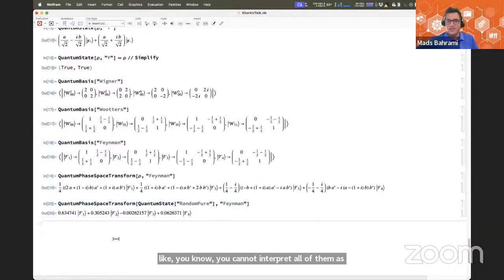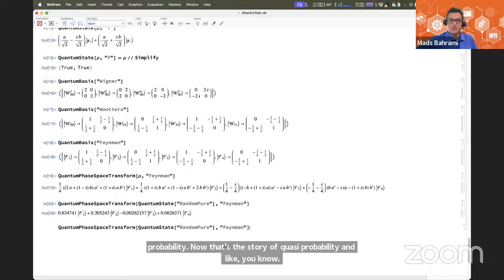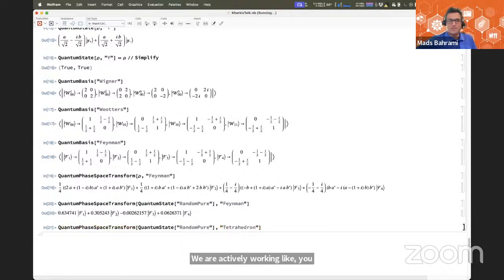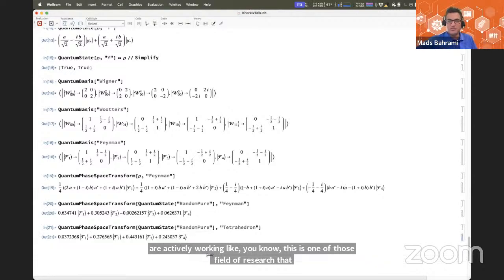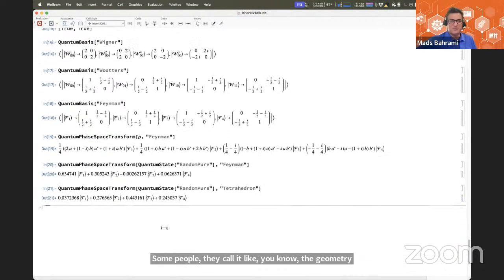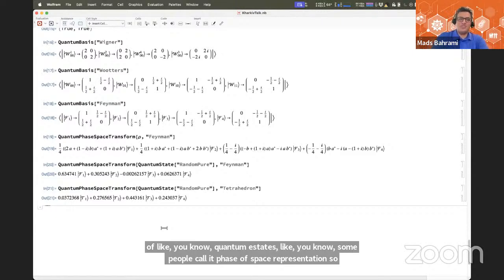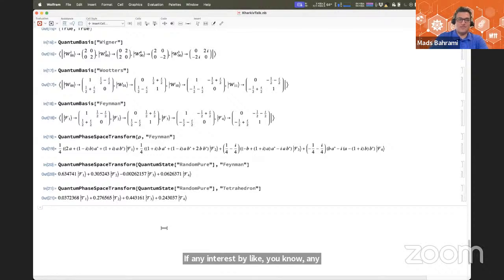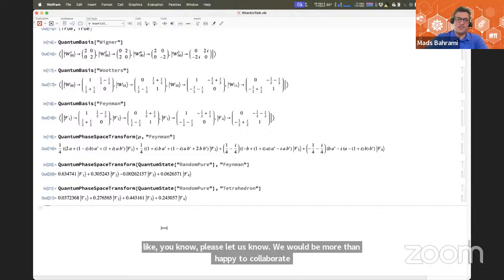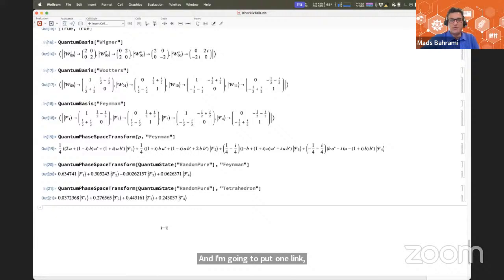That's the story of quasi-probability. We are actively working on this. It is one of those fields of research that some people call the geometry of quantum states, and some people call phase space representation. If any researcher here is interested, please let us know. We would be more than happy to collaborate. I'm going to put one link, our latest preprint on arXiv, about this topic. It's basically a fancy way of playing around with this geometric approach to understanding quantum states.